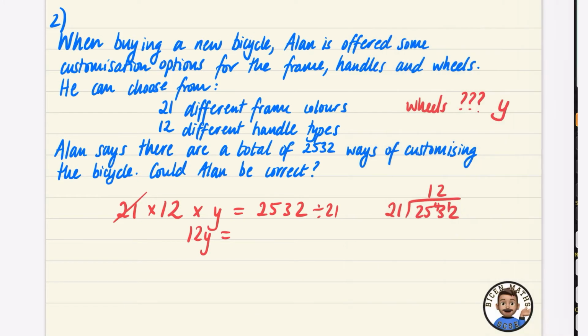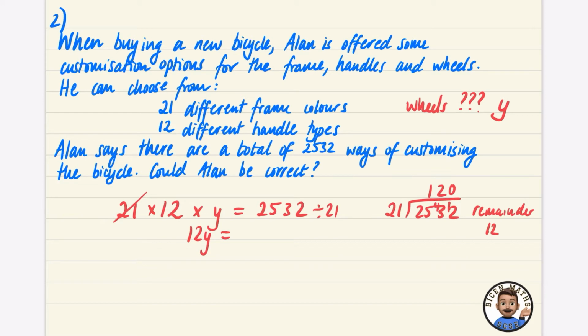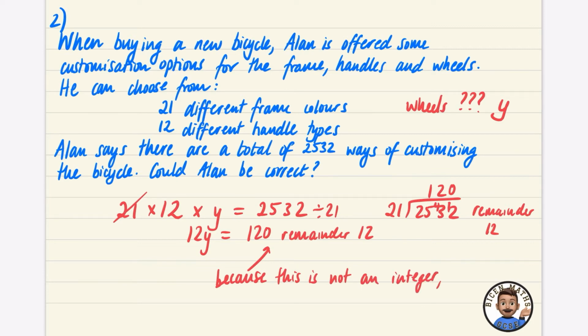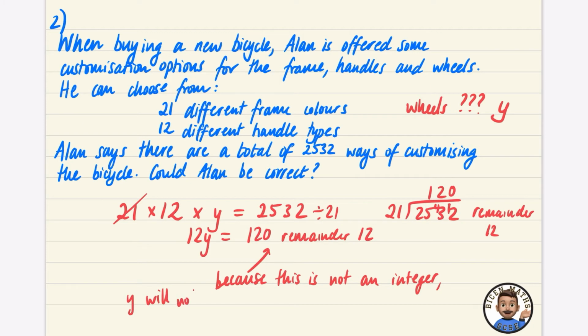So I'm going to just say that we get, it goes in 0 times, and then there is a remainder of 12. So, i.e., it is not an integer, it's going to be 120, remainder 12. You don't actually need to calculate it. So, because this isn't an integer, y will not be an integer. So Alan is not correct.